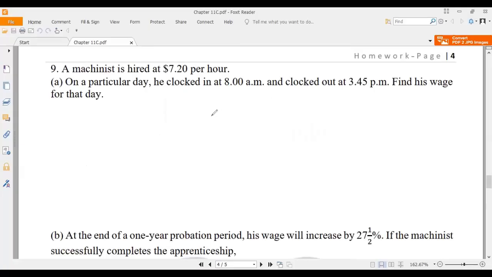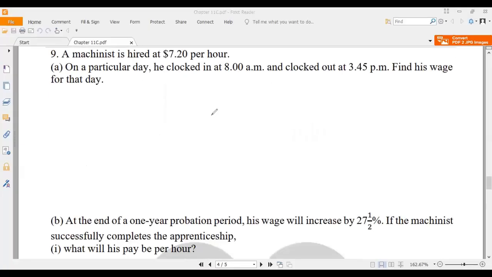Now, question number 9. Question number 9 says a machinist is hired at $7.20 per hour. On a particular day, he clocked in at 8 a.m. and clocked out at 3:45 p.m. Find his wage for that day. So we need to find out the wage for that day. That is a very simple one.